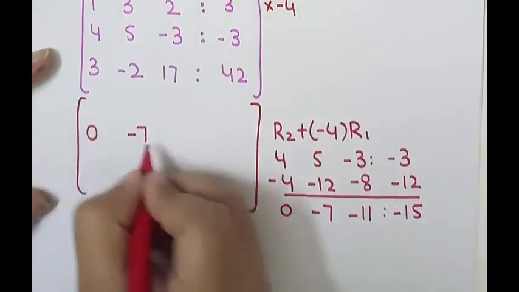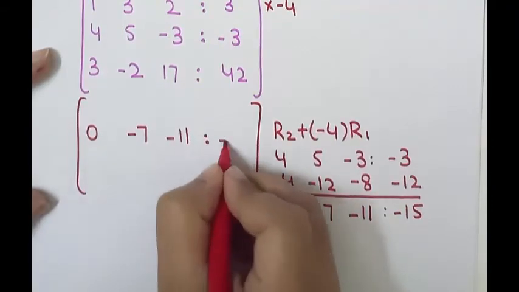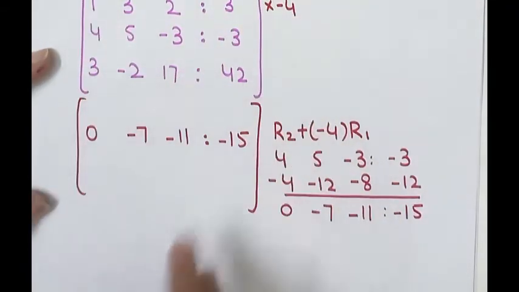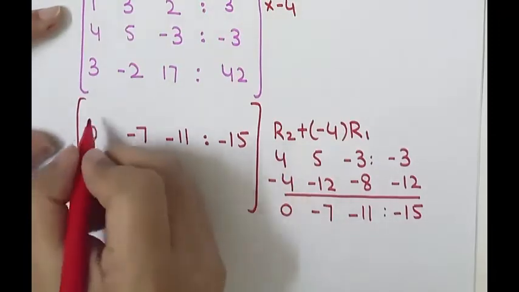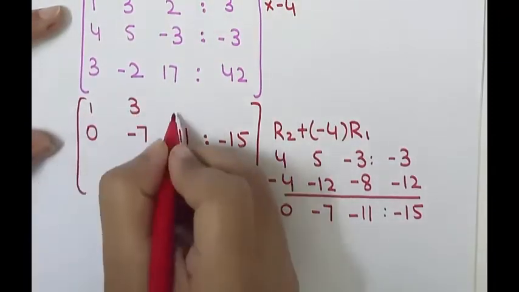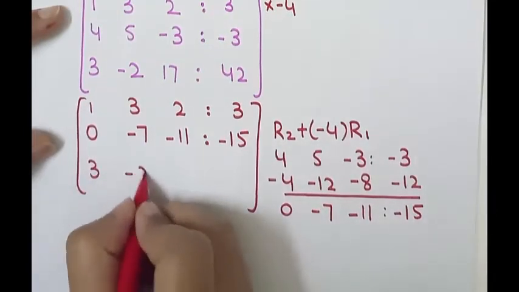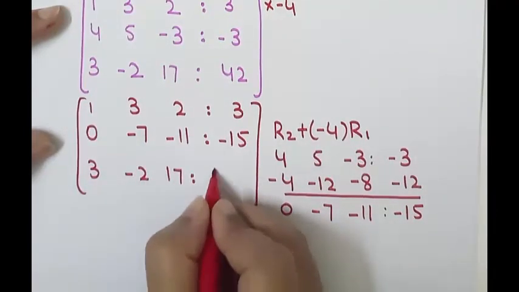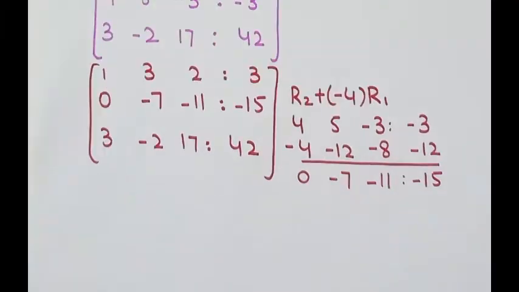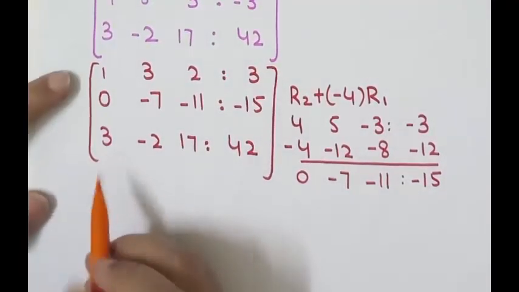0, minus 7, minus 11 and minus 15. The other two rows will be written in the same way: 1, 3, 2, 3. This is 3, minus 2, 17 and 42. In the next step, we will make 0 at this position of 3.